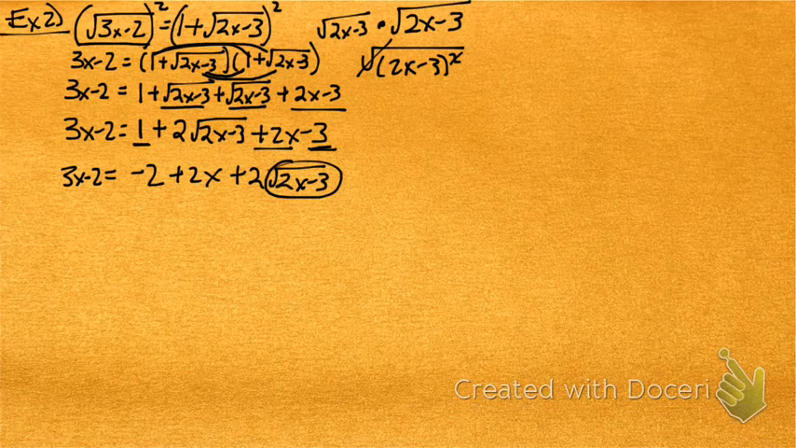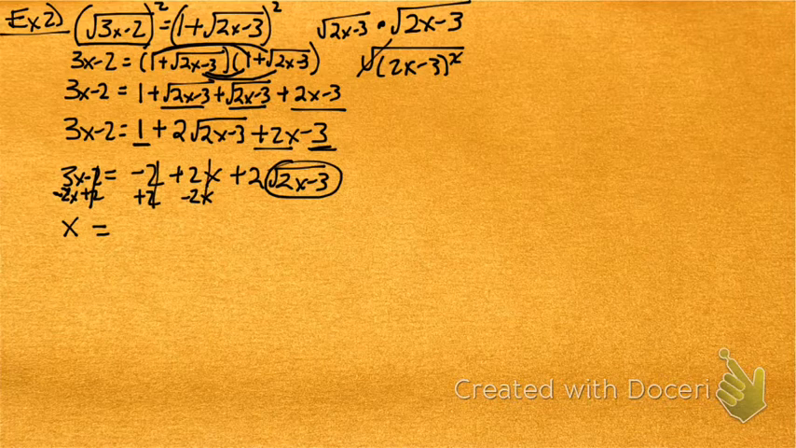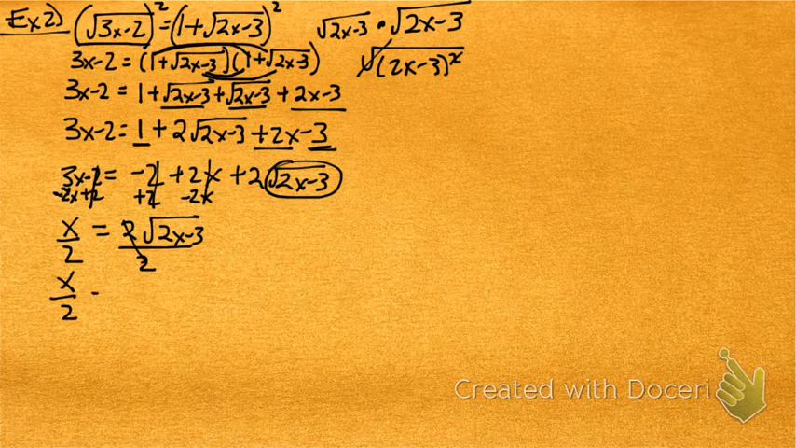I'm going to get that radical by itself by adding 2 to both sides and subtracting 2x. So I'm going to minus 2x, and if I do that, 3x minus 2x is x. These cancel, and these cancel, and I get x equals 2 times the square root of 2x minus 3. It's almost by itself. I have to divide both sides by 2, and if I do, I get x over 2 equals the square root of 2x minus 3.